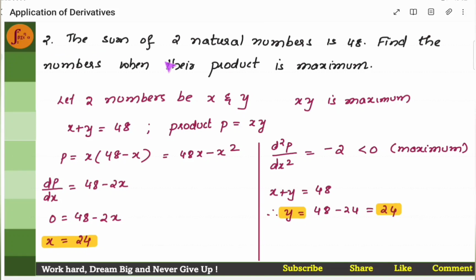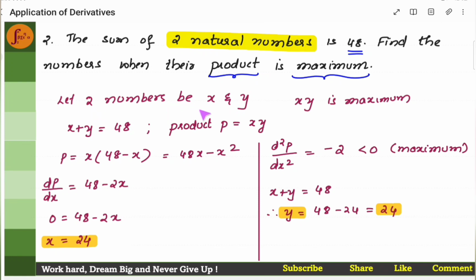Now let's solve a different kind of problem where the sum of two natural numbers is given and the product is to be maximum. We need to find what these numbers are, right? So two natural numbers are there. The sum of those two natural numbers, that is when you add these two numbers you get 48, and their product is maximum. That is when you multiply these two numbers, the product has a maximum value. Now we'll have to find these natural numbers.